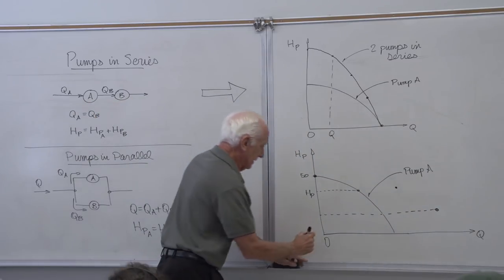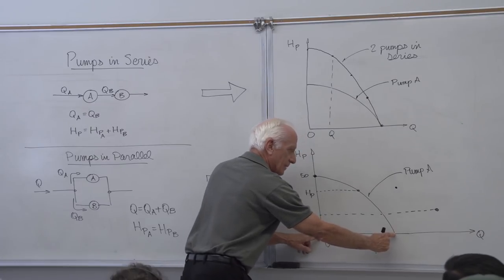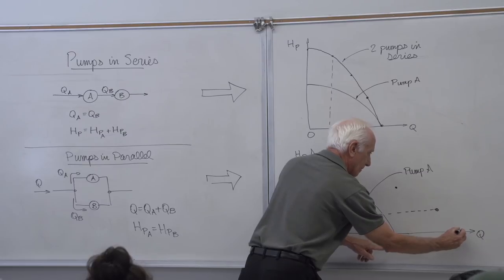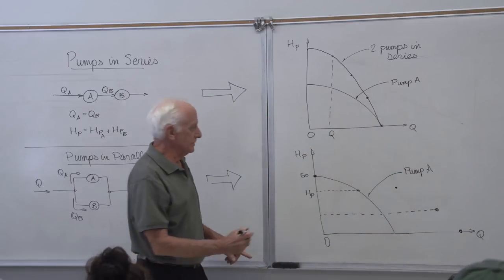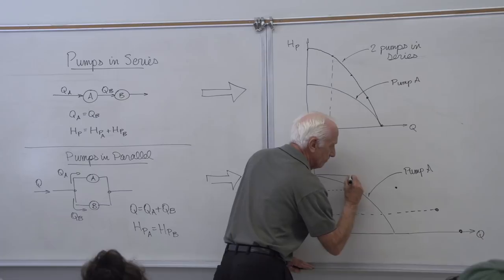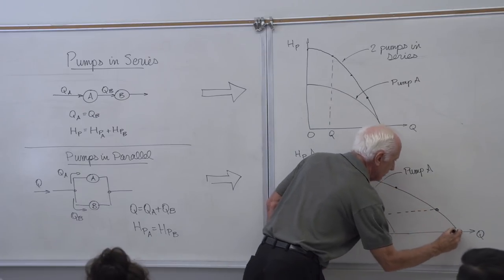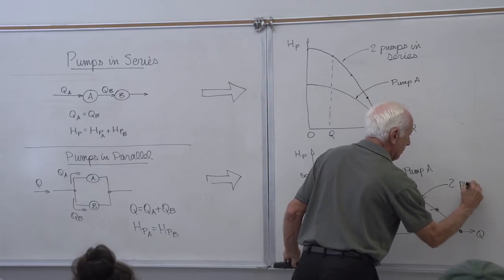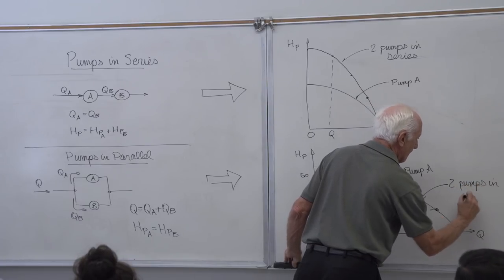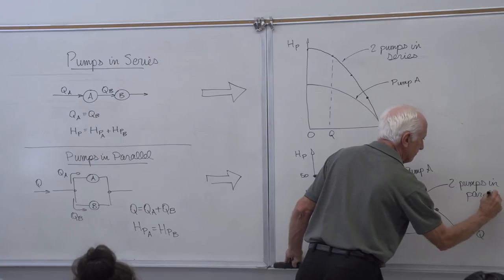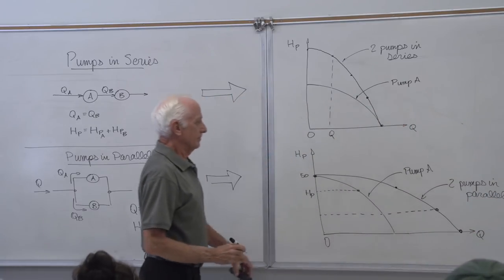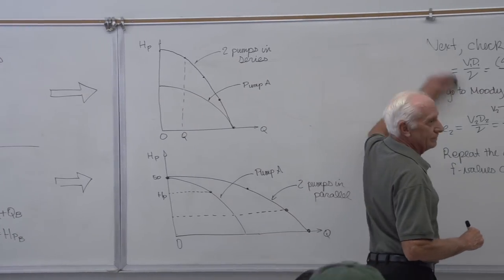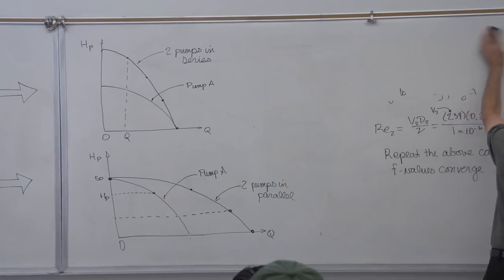Take the one down here at this pump head. This is the flow rate through pump A. Add it to the flow rate through pump B. There. Now connect the dots. Two pumps in parallel. Now if there's 10 pumps in series, that's okay. You can do that. Just multiply it by a factor of 10.